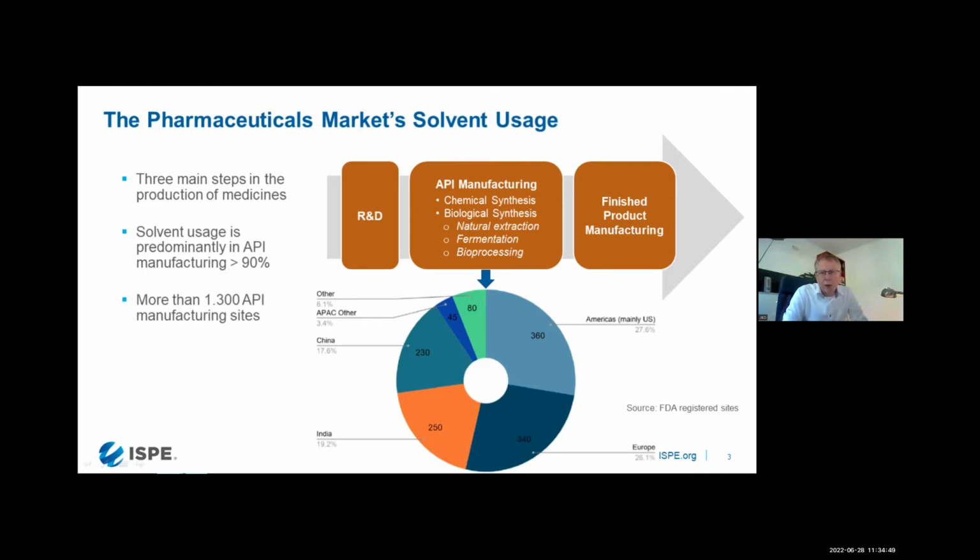The use of solvents, which is a target for our technology, is mostly done during API manufacturing, and a significant amount of solvents is consumed. If you look at the number of API sites around the world, there are more than 1,300 globally, which means there are a lot of sites that use solvents and eventually have to do something with those solvents after they leave the process.